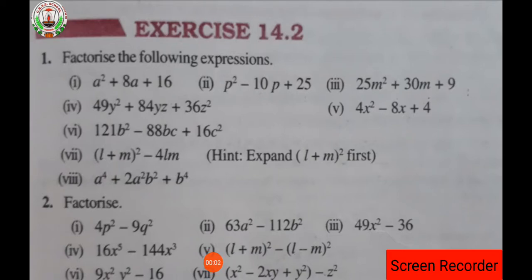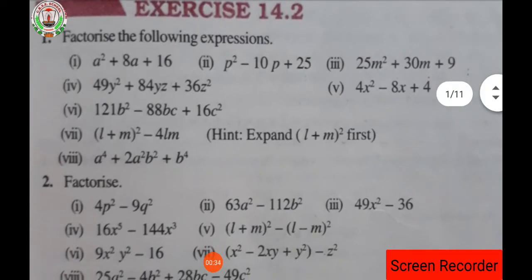Good morning to everyone. Today we are going to start exercise 14.2. In the previous video we had already completed exercise 14.1, but in that video I had said that question number 4 and 5 we will do in today's video of exercise 14.1, isn't it? But there is no question number 4 and 5 in exercise 14.1, so we are directly going to start exercise 14.2. Here in this exercise we have to do the factorization by using the identities.